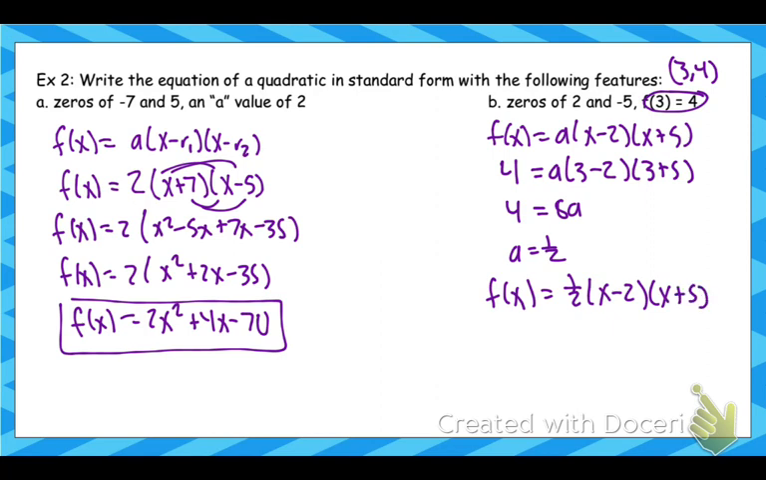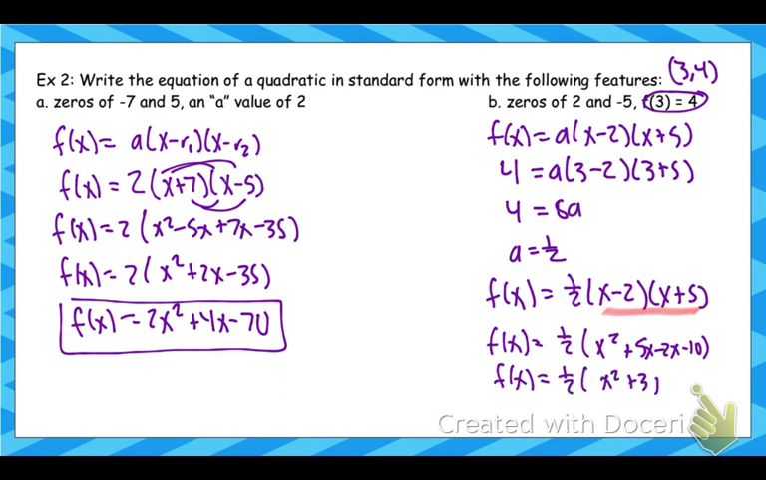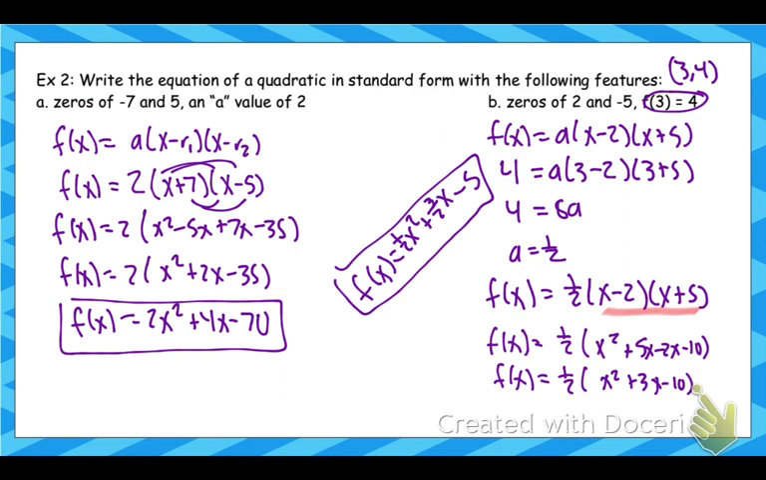Now we need to get it in standard form, following the same process as last time. Let's multiply it all together. So I'm going to FOIL these two first. So that's going to be x squared plus 5x minus 2x minus 10. So that's x squared plus 3x minus 10. Distribute that 1/2, and I'll write it over here. There's a little bit more space. So I get 1/2 x squared plus 3 over 2 x minus 5. And now my equation is in standard form.